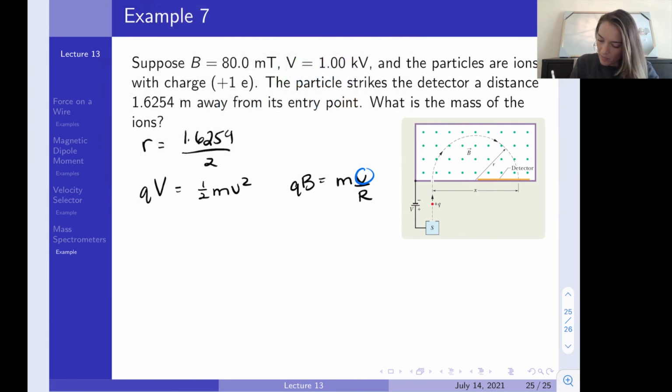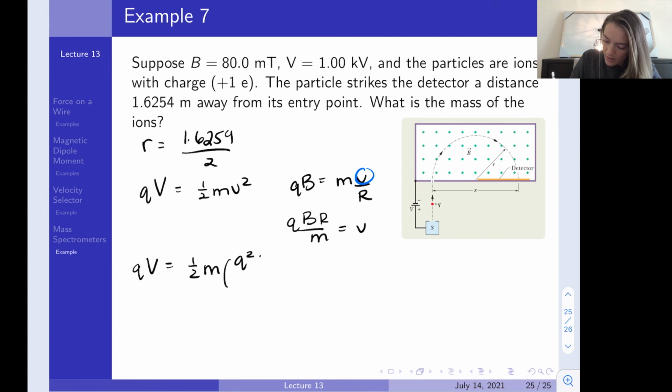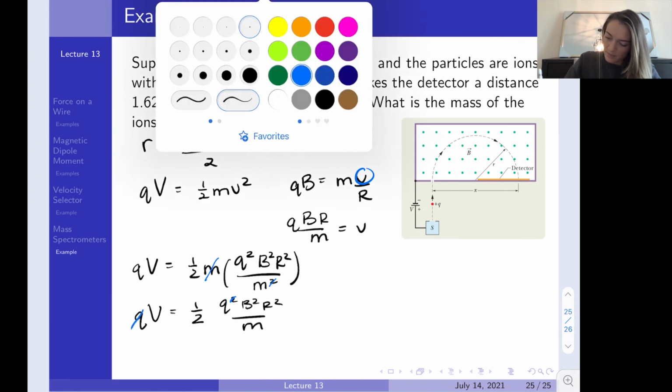So solving for the velocity gives us QBr over m is equal to this velocity. And now I'm just going to plug this in right here. So I'm going to have Q times capital V is equal to 1/2 m, and this is all squared. And then let's simplify this a little bit. So we have QV is equal to 1/2. This m and this m squared down here will cancel. So we're left with q squared, b squared, r squared over m. And we can also see that a q cancels from both sides.